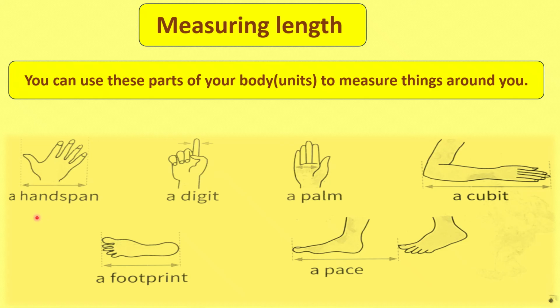Like the first one is our hand span. What is our hand span? As you are able to see, our thumb and our little finger are held in a hand span. When we measure things by stretching our palm from the thumb to the last one, the little finger, it is known as a hand span.